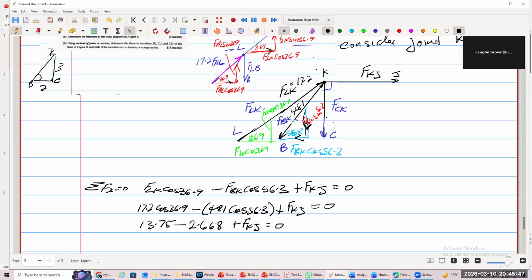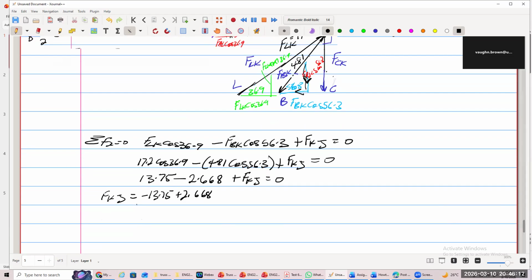So this is going to give you that F_KJ is equal to the difference of that, but the sign is going to change. One becomes minus, one becomes plus. So it's a minus value, it's a compressive value. What's the value we get here? Negative 11.08 kilonewtons.